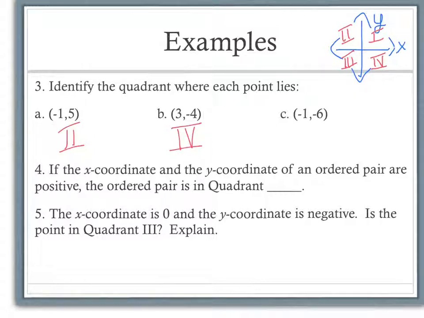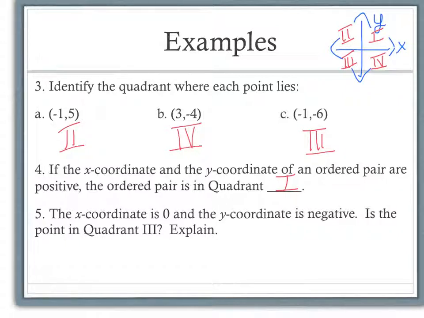And finally, the coordinate (-1, -6). So both x and y are negative. We would be in quadrant 3. Okay, number 4 says, if the x-coordinate and the y-coordinate of an ordered pair are positive, the ordered pair is in quadrant blank. So if both are positive, we're going right and we're going up, we'd be in quadrant 1.